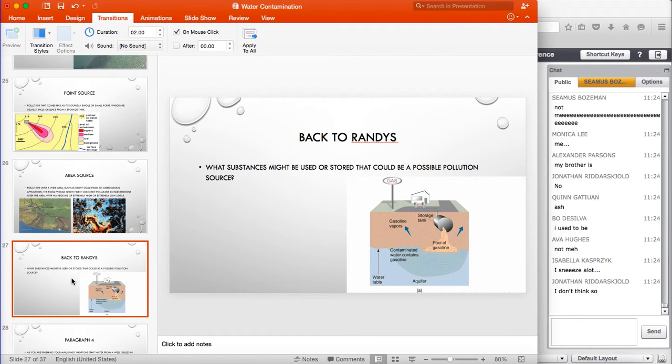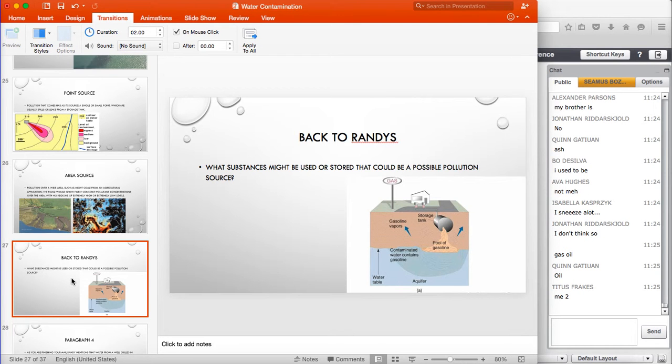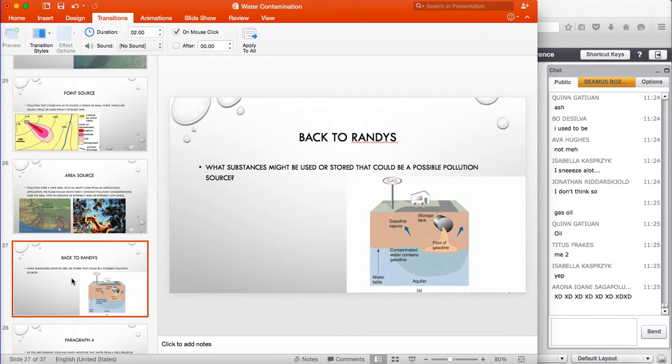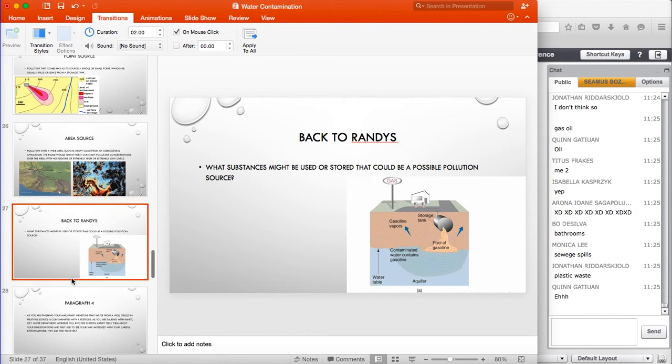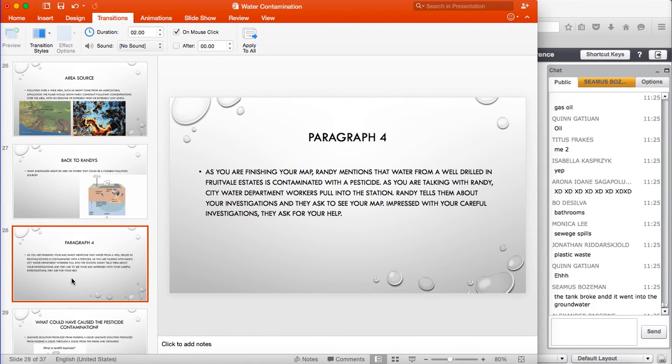What substances might be stored at Randy's that could be a possible pollution source? Well, I think one would be gasoline or oil. Yeah, there we go. Maybe Randy's also doubles as a place that does car maintenance. They change out all the oil and they dump all the oil straight into the ground, right? You shouldn't do that. They have bathrooms. Well, everyone has bathrooms, so that wouldn't necessarily be the other part. Anyway, all right.